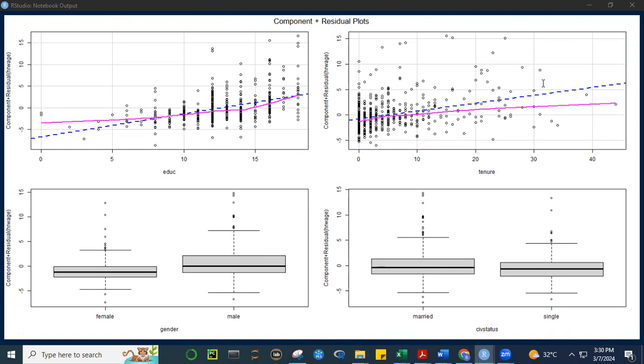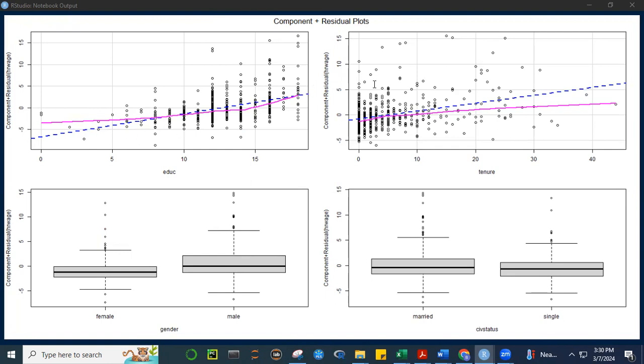Okay, so ideally, yung blue line na to, ito yung regression line, no? Okay? Ideally, sana yung red line na to o yung pink line na to, as much as possible, dapat sumusunod siya dito sa dotted line na to.